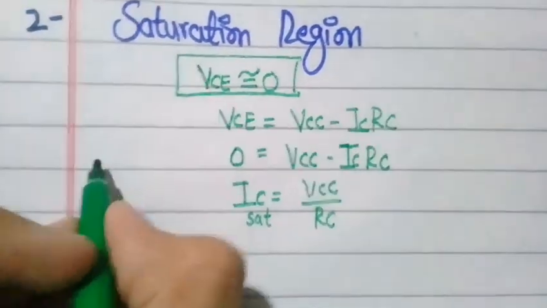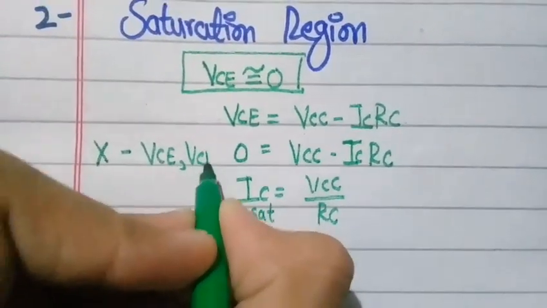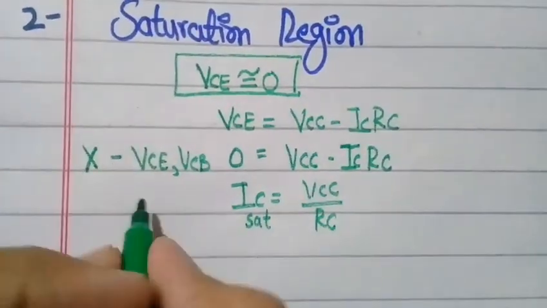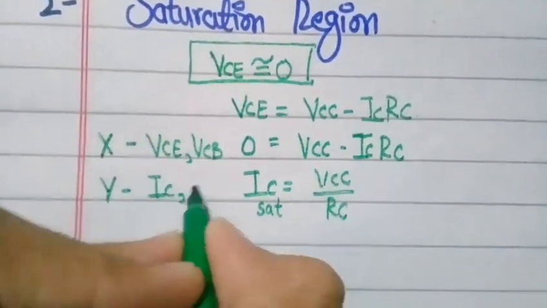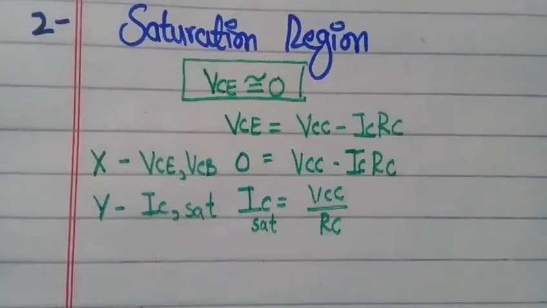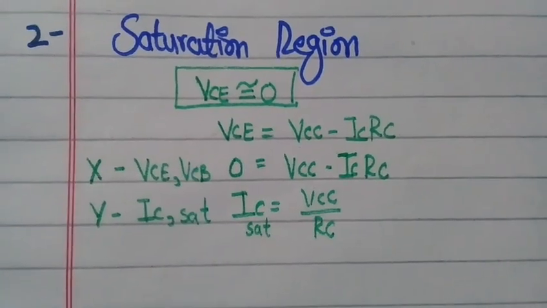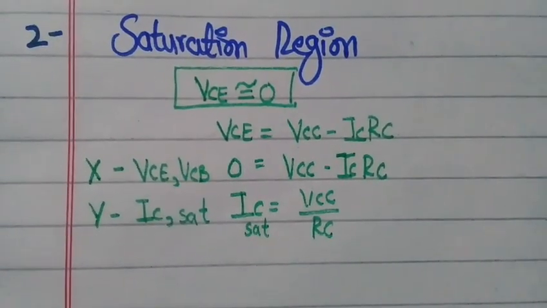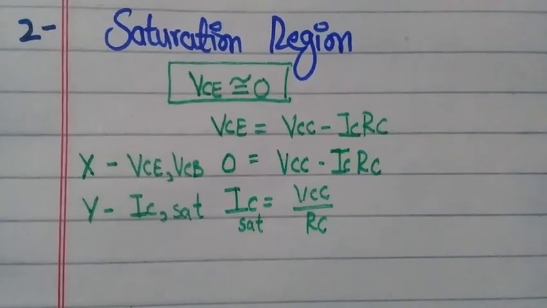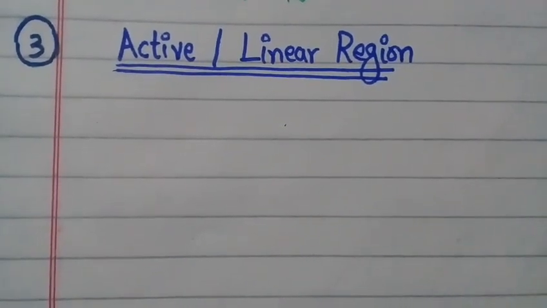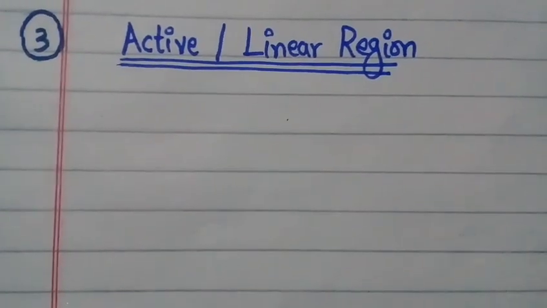So guys, on the x-axis we take VCE or VCB in output characteristics of the transistor. On the y-axis we take IC saturation. So guys, both points of saturation region and cutoff region are clear. Now we will study the third mode of operation of bipolar junction transistor, which is called active region or linear region. The third mode of operation of the bipolar junction transistor is active region or the linear region.